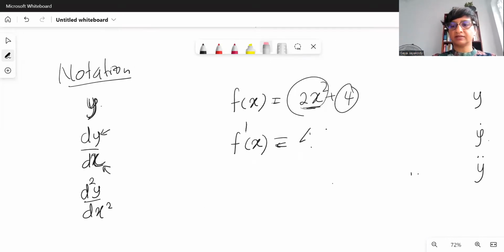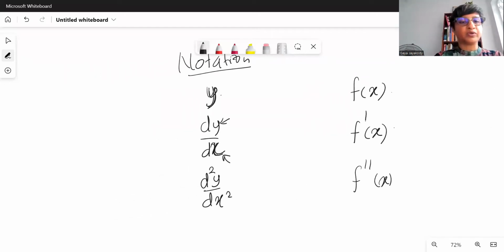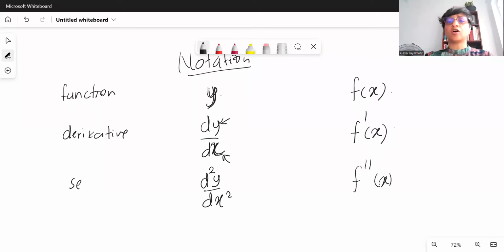I will just leave the notations here. With the f of x notation, your function is f of x, your first derivative is f prime of x. If you differentiate that again, the second derivative is f double prime of x. So we keep adding dashes. The top line is the function, the second line is the first derivative, this is the second derivative. You can go on differentiating.